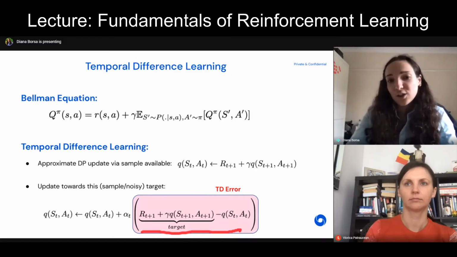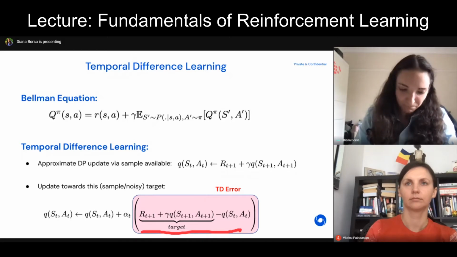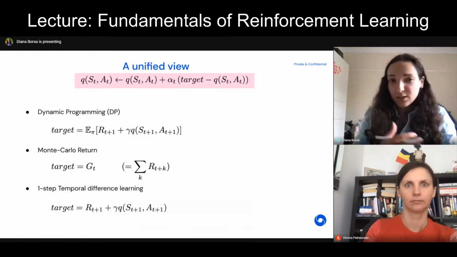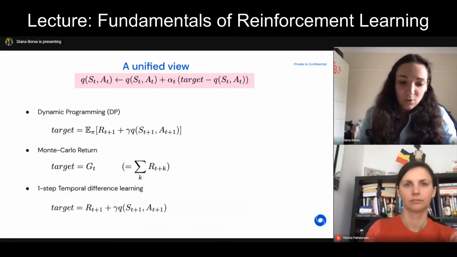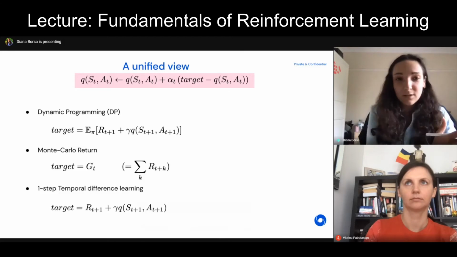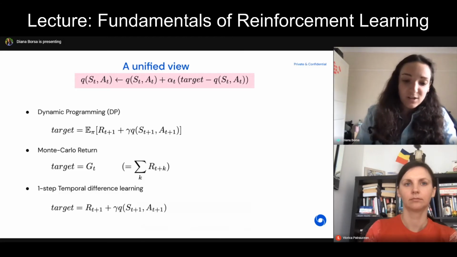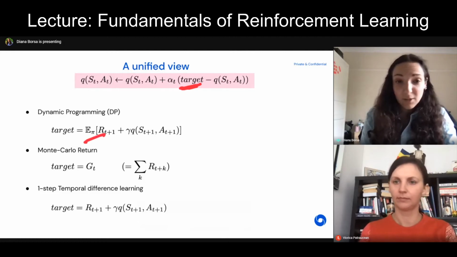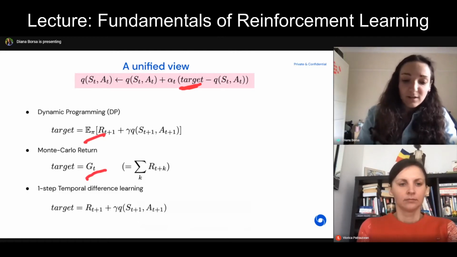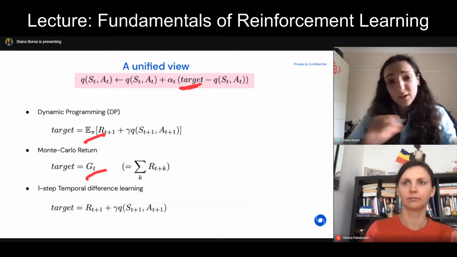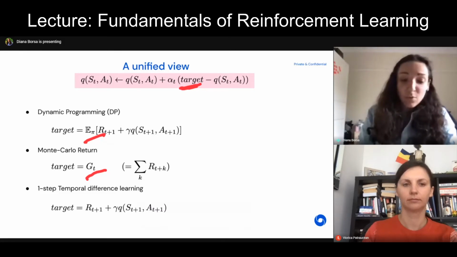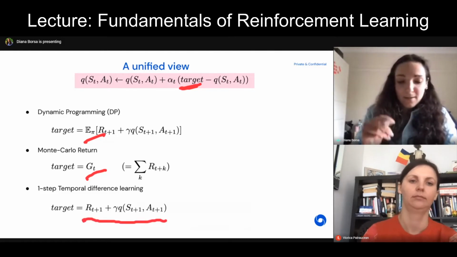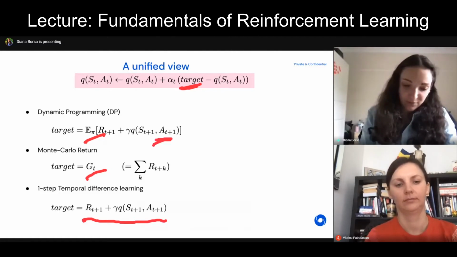If not, this new transition will give you some more information. Okay. And this particular update is used everywhere, and it has a very general form. We can also think of all the methods that we described before in terms of this update, where now the TD target can be, for dynamic programming, the entire expectation. For Monte-Carlo, it will be only the sampled return, to the end of the trajectory. And for one step, which we've seen before, TD learning is just the one step sampled version of this update.